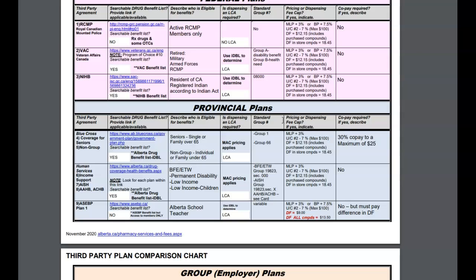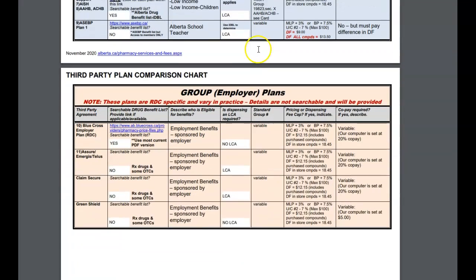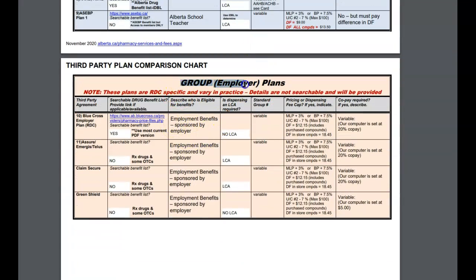When we get into dispensing lab, whether that's first year or second year, we've kind of hand selected a few of them that we will say within our dispensing lab do not require an LCA. And that is simply because sometimes we don't have access to that LCA product. So we've identified our RCMP folks as not needing an LCA. And then down we get to the bottom, our group or employer plans. We've identified that our Blue Cross employer plan.